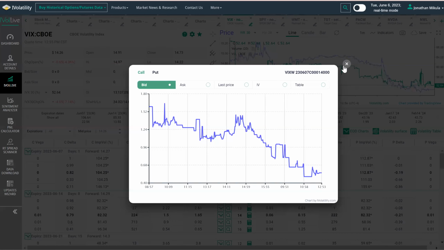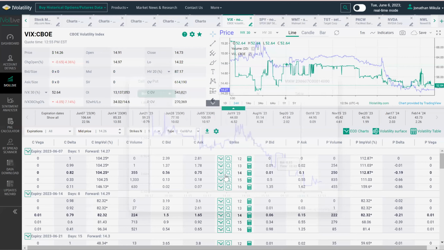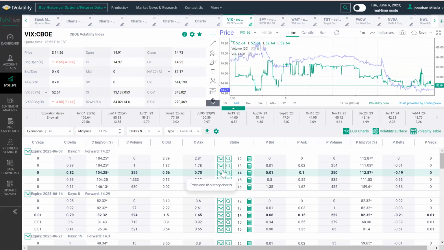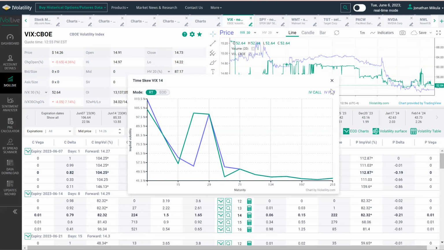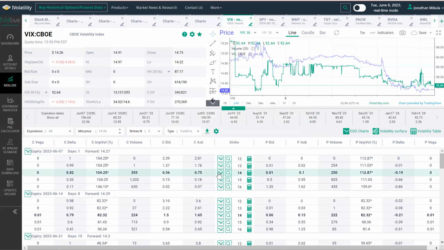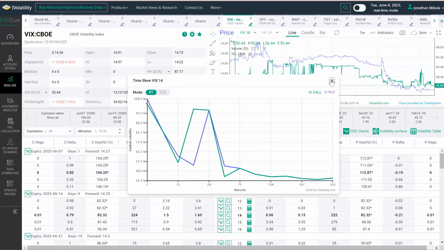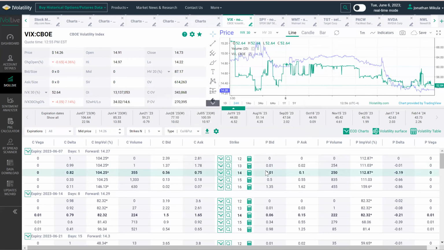So you click on the magnifying glass and we get our price and implied volatility history charts. You click on that button here and you get the time skew. It's kind of like a little smiley face type icon. That'll give you the time skew for the option. So that was the second place you can access charts.